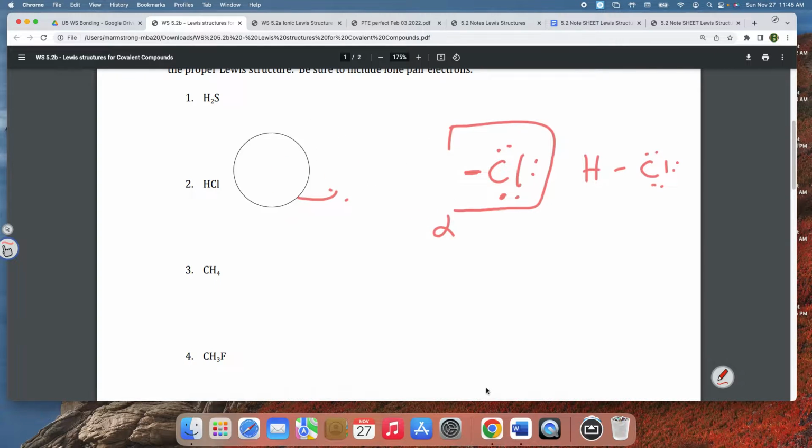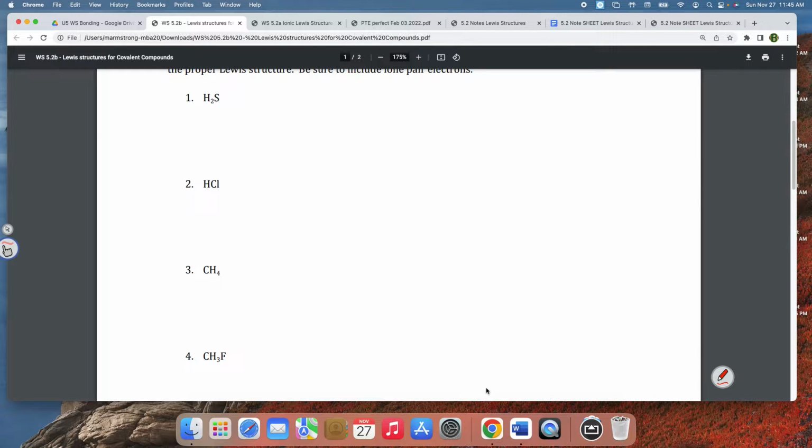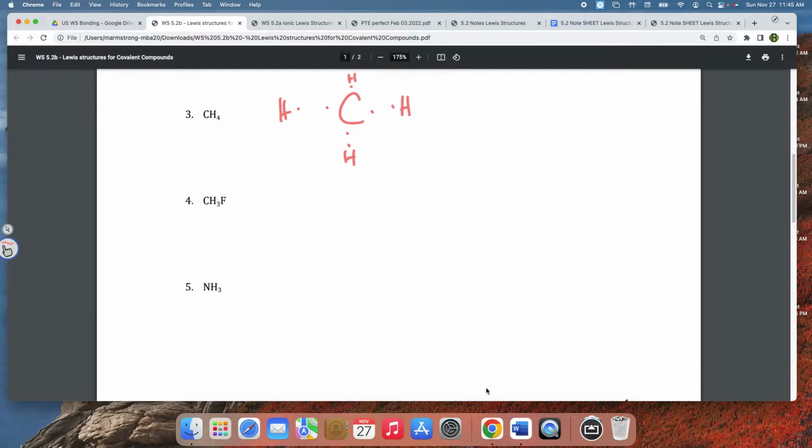We'll move on to number 3, CH4. The single thing is in the middle. The single thing is the carbon. So you have carbon. Carbon has 4 valence electrons. There are 4 hydrogens situated around this. And the hydrogen shares the electrons with each of those valence electrons from the carbon. So you have 4 single bonds, no lone pair electrons, meaning no unbonded electrons.